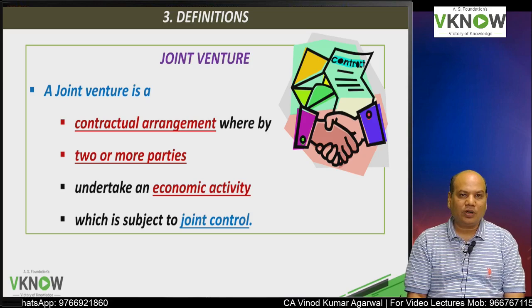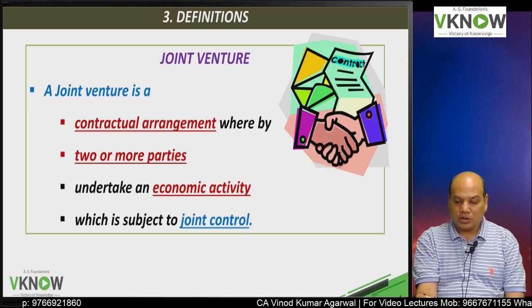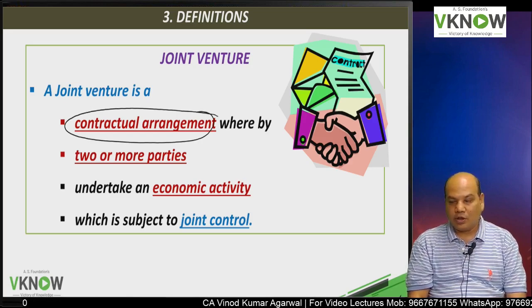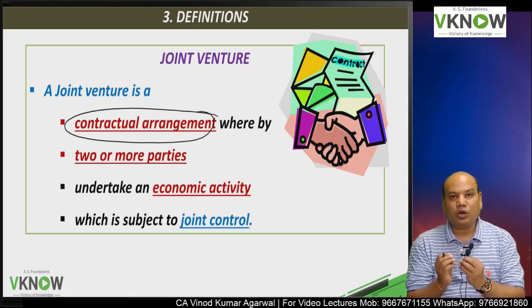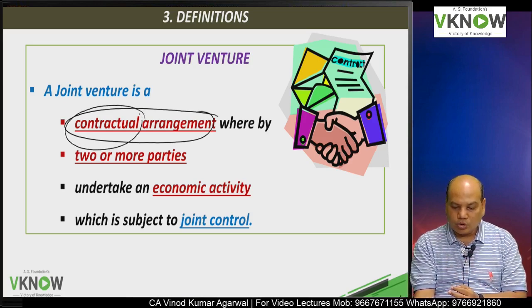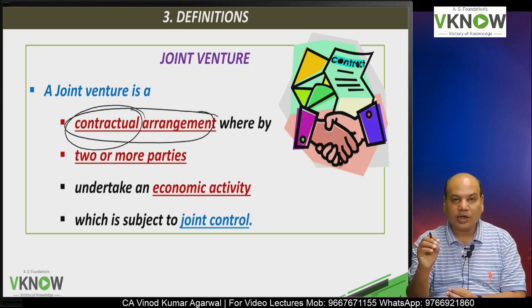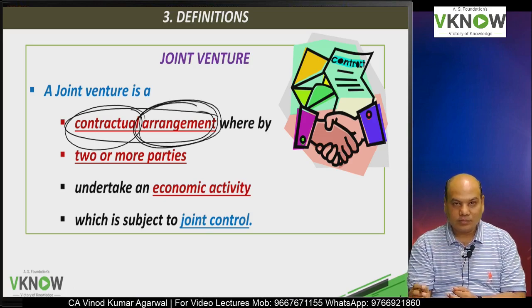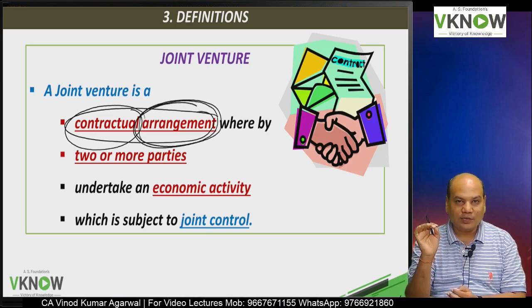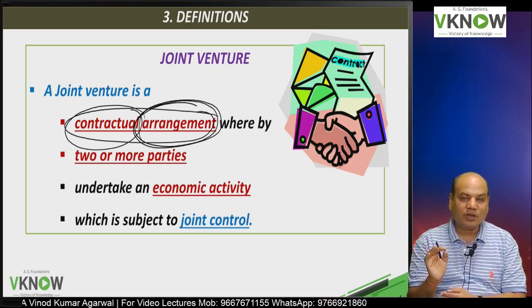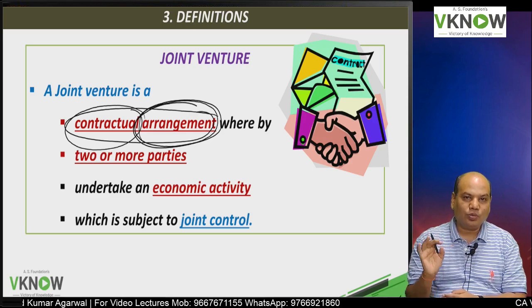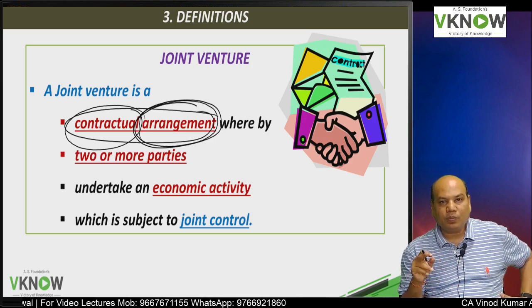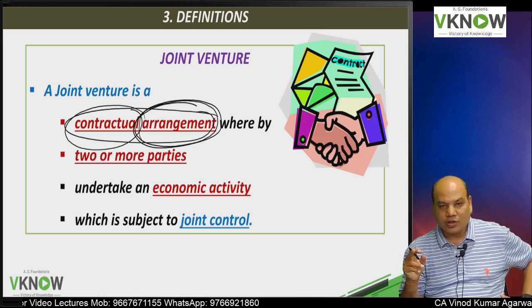As per AS27, the meaning is what you already know. It is a contractual arrangement. Sir, what is a contractual arrangement? Where two or more parties enter into a contract. Contract can be oral or in writing, where they will decide what activity they have to undertake, how much capital will be required, how the revenue, expense or profit will be shared. So all this will form part of the joint venture contractual arrangement.